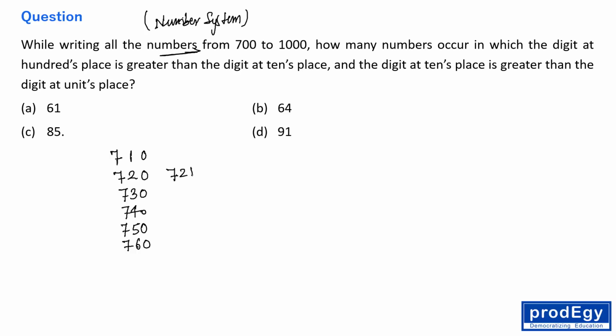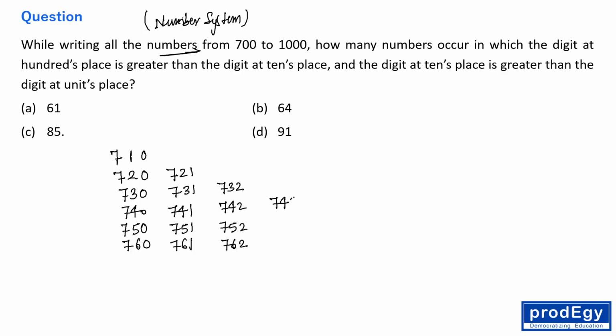So 721, 731, 741, 751, 761, right? Now let's talk about 2. So 732, 742, 752, 762, right? Now let's talk about 3.